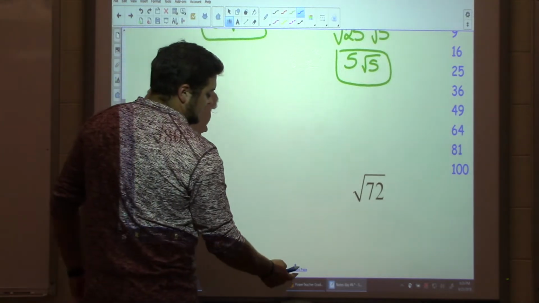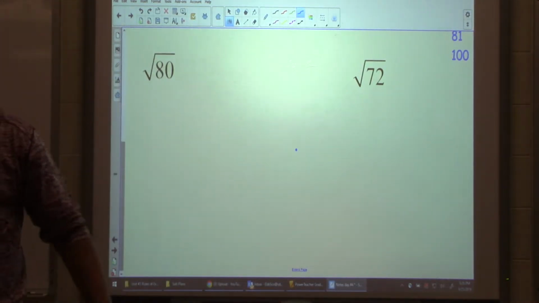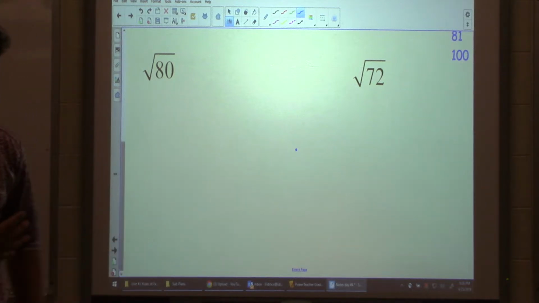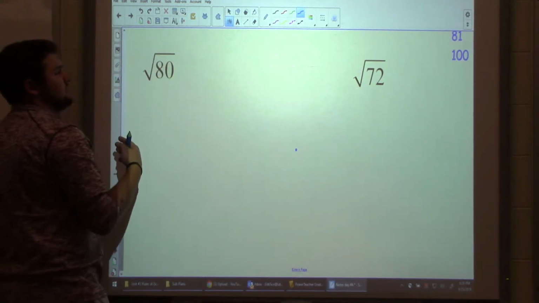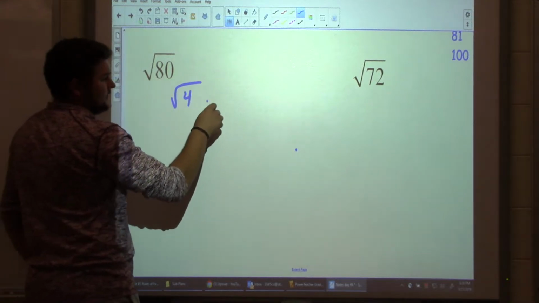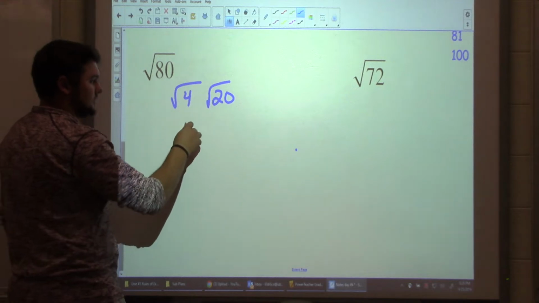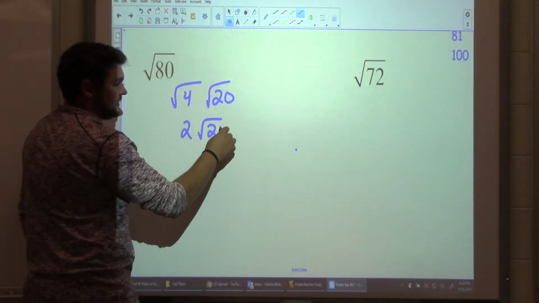Alright, square root of 80. So if, per se, you don't get the biggest square root to start with, let's try it. Let's say we just take out one of the perfect squares, which is 4. So the square root of 4 and the square root of 20. Right? Well, the square root of 4 is 2, and I have the square root of 20.